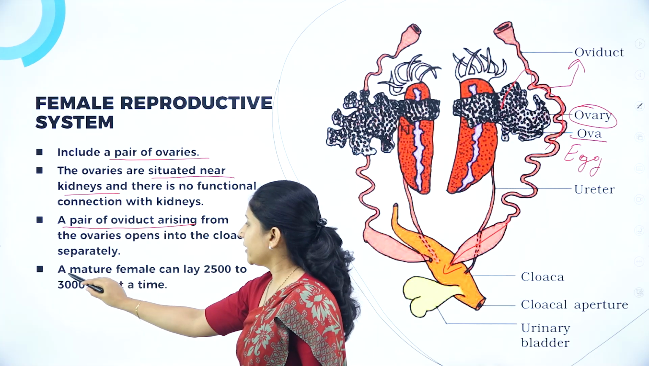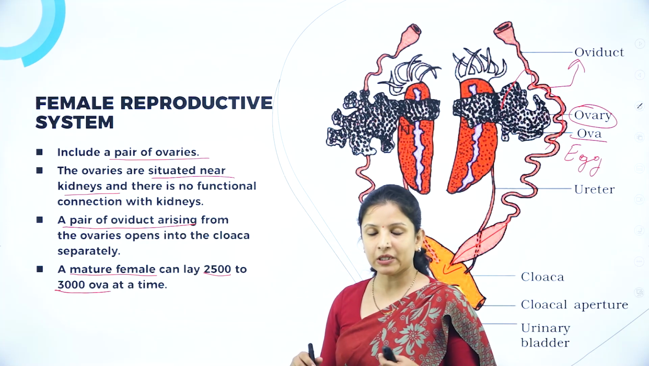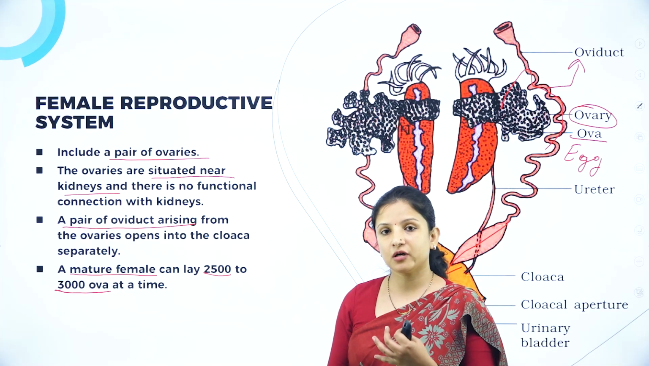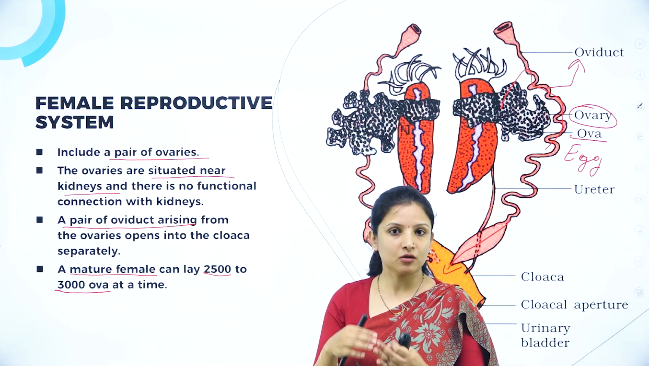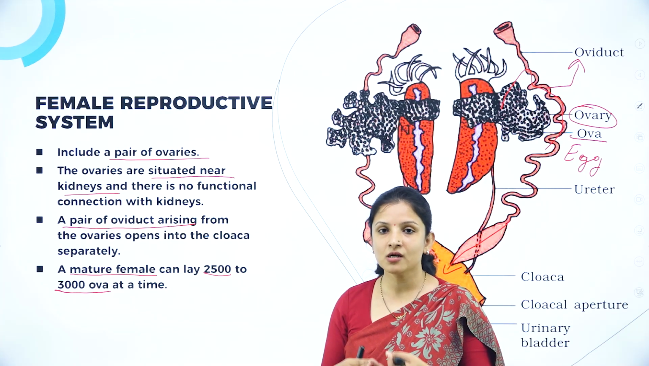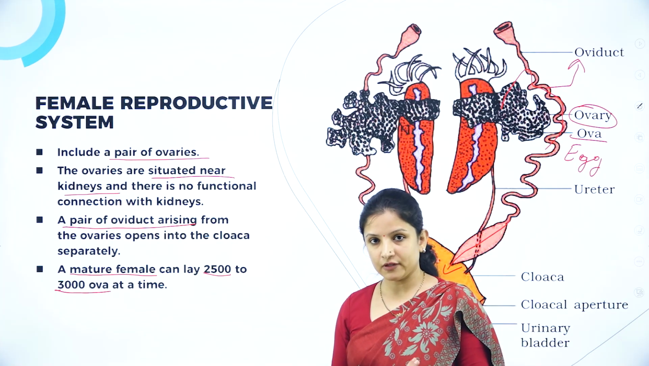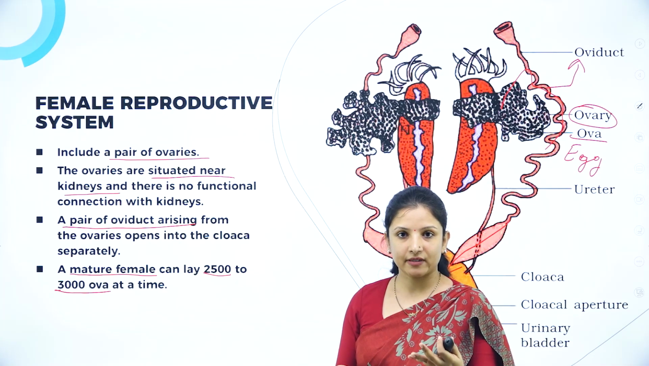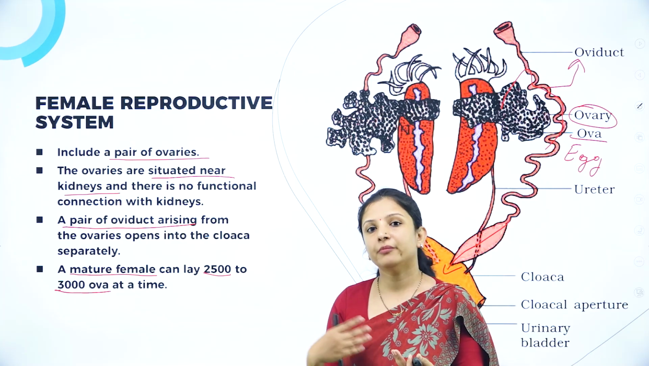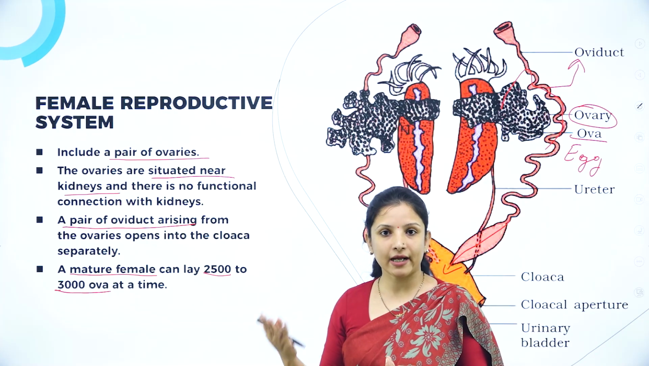And the mature female can lay about 2,500 to 3,000 ova at a time. They will be laid into the water, and the sperms will be delivered by the male. The sperm will meet the female's ova or egg in the water. Therefore, fertilization is external, taking place in the water, and then they hatch to form tadpoles, which is the intermediate stage of development. They don't have direct development. The development is indirect because they form the tadpole. Then the tadpole metamorphoses into an adult frog.